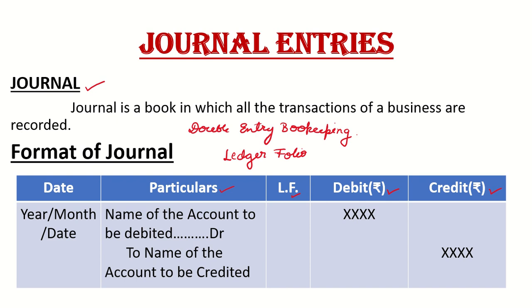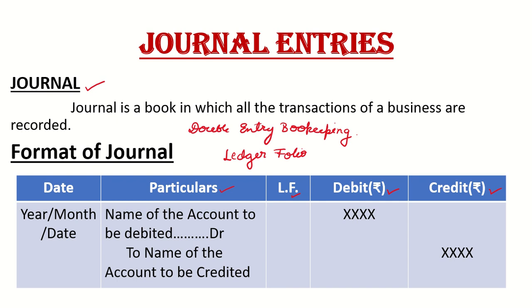Okay, so before proceeding further, let me give you a quick recap of the rules of accounting. So our first account is what? Real account. Real account rule is debit what comes into the business, credit what goes out of the business. Second is personal account, debit the receiver, credit the giver. Third is nominal account, that is debit all the expenses and losses, credit all the incomes and gains.